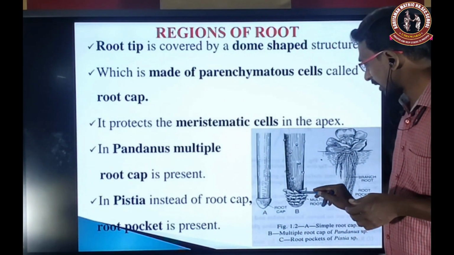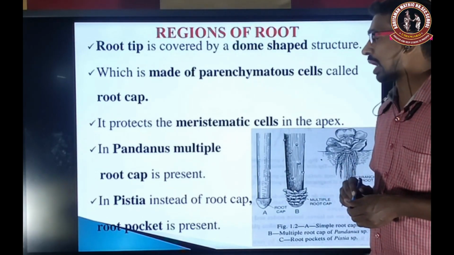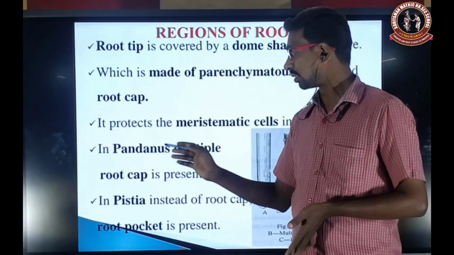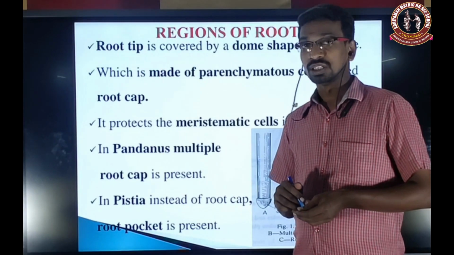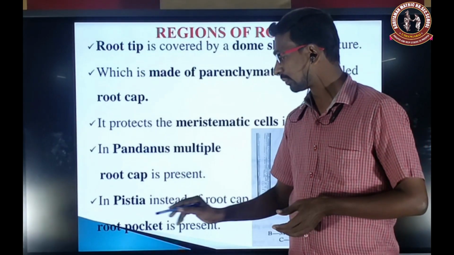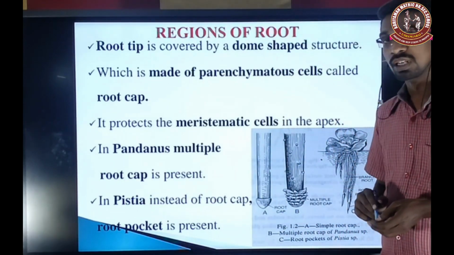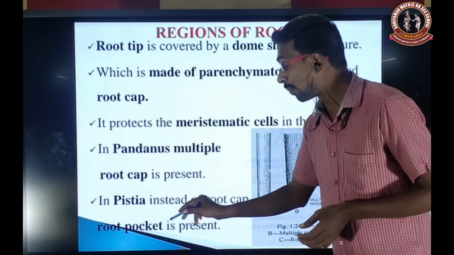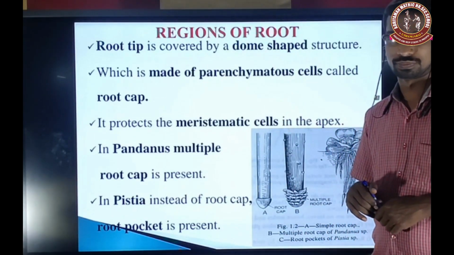So that is a Pandanus plant. They have multiple root caps present. This is an exception case. You want to know that. Then which group of plants has multiple root caps? Pandanus. And Pistia: instead of a root cap, a root pocket is present.